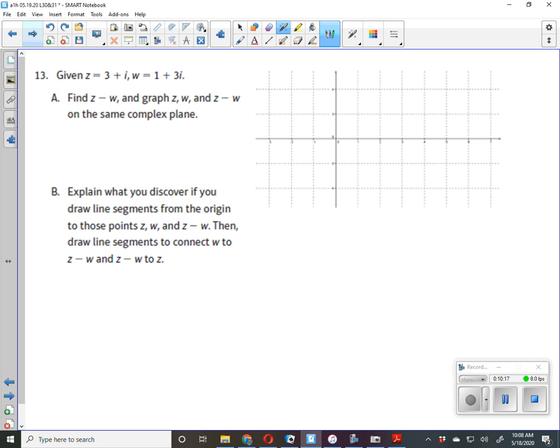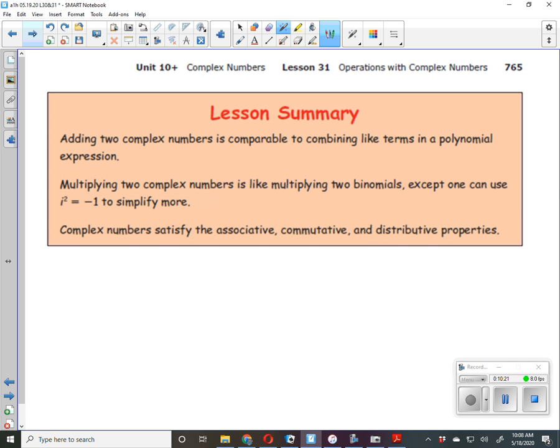And then they ask you to do that again. I'm going to skip that and move on. Adding two complex numbers is comparable to combining like terms, right? Remember, i squared is -1, and we're good to go. Good luck, you guys. Have fun.